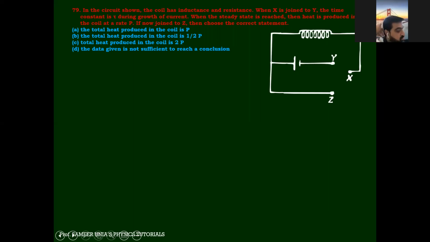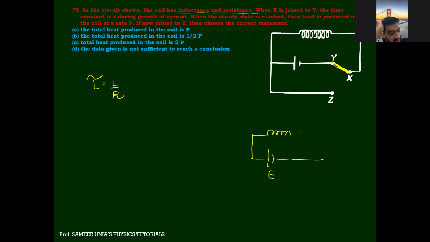Okay, in the circuit shown, the coil has inductance and resistance. Balse, what is the formula for tau in case of an inductor? Tau is L by R. Perfect. Everyone knows this formula. Because they have used L by R over here, we know how to use tau. When X is joined to Y, join it like this. So the circuit will become like this: this is the battery EMF, I joined it, and this is the inductor. Current will go this way and create a magnetic field here, and what will be the magnetic field? Half L I square. Do you accept this in the start?